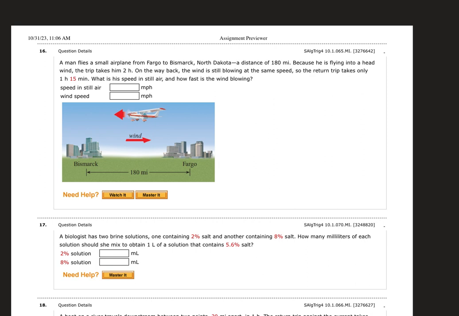We need to set up a system of equations, and we also remember that distance equals rate times time. So that's a thing that is really important to know. The thing is, if x is the speed of still air, and y is the speed of the headwind, on the way down, I can say that the rate is still air minus the headwind. And the distance is 180, and the amount of time it takes him to go down there is 2 hours.